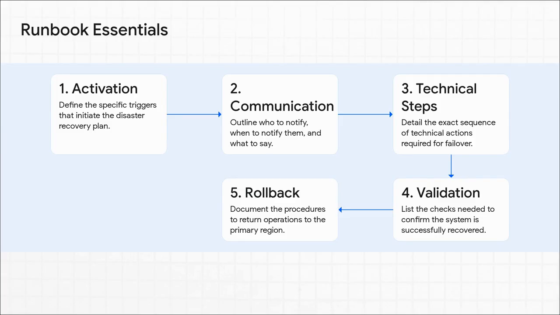First, the activation criteria. What specific event, or maybe a combination of events, actually kicks this plan off? Second, the communication tree. Technology is only half the battle. Knowing who to call, when to call them, and what to say is the other critical half. Third, the technical steps, the exact sequence of commands, scripts to run, and portal changes. Fourth, validation checks. How do you know you're actually back up and not just serving a page of errors? And finally, the rollback plan. How do you get back to your primary region once it's healthy again?